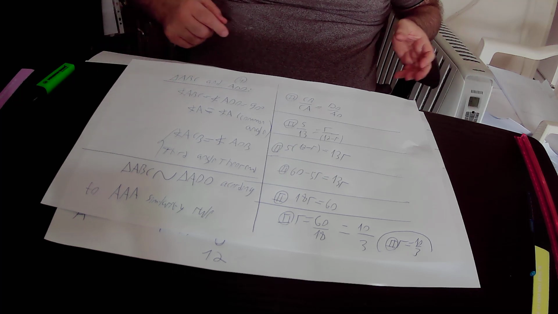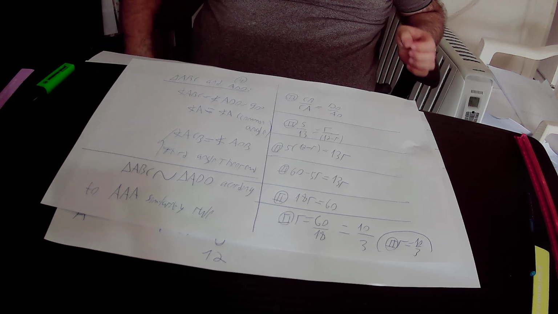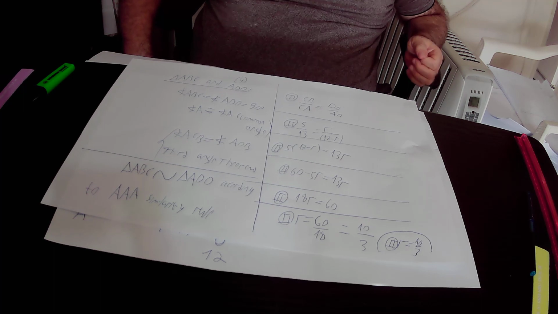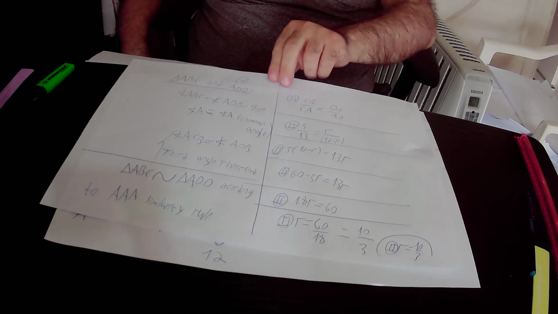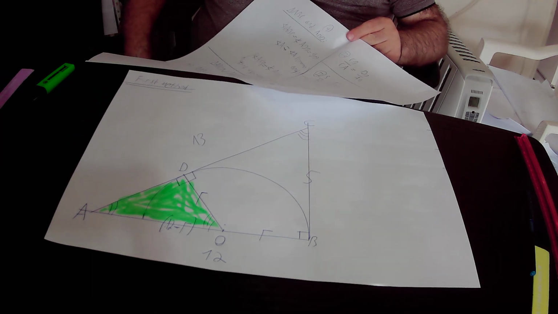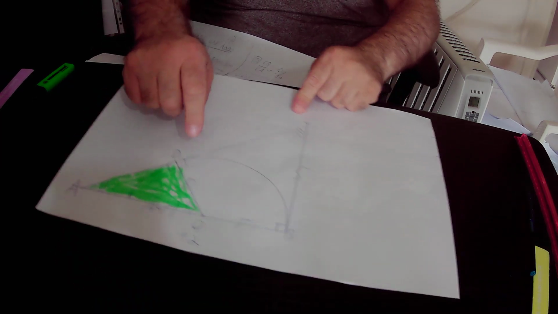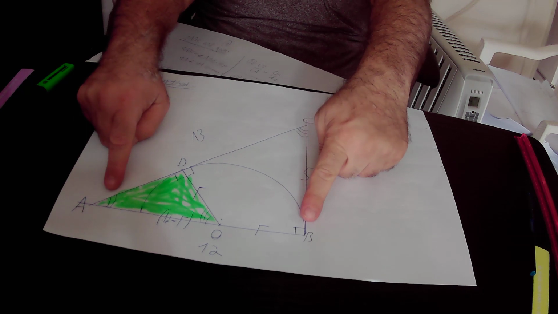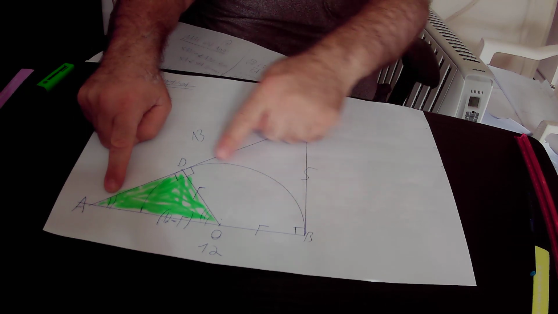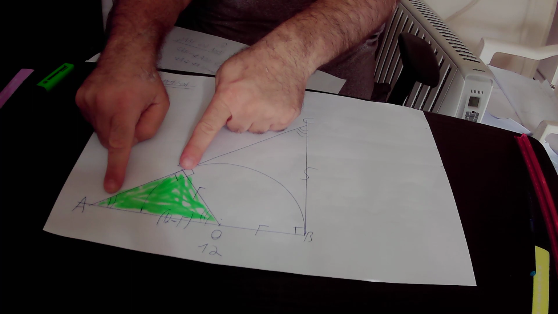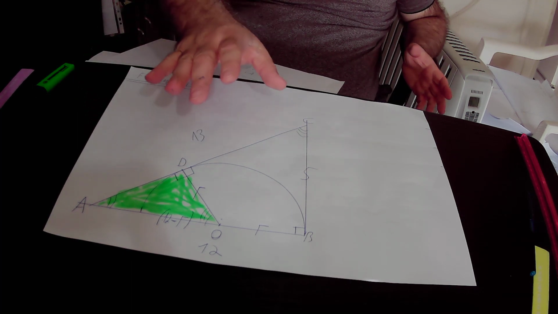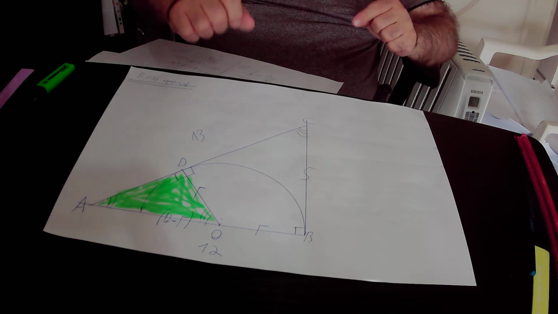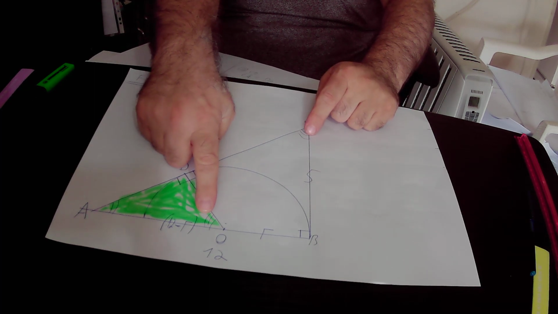So what is the third angle theorem? The third angle theorem says that if two angles in one triangle are congruent to two angles in another triangle, then the third pair of angles must also be congruent. Here, those two angles in triangle ABC are congruent to those two angles in the green triangle. So we have two pairs of congruent angles in those two triangles. Therefore, the third pair of angles must also be congruent.